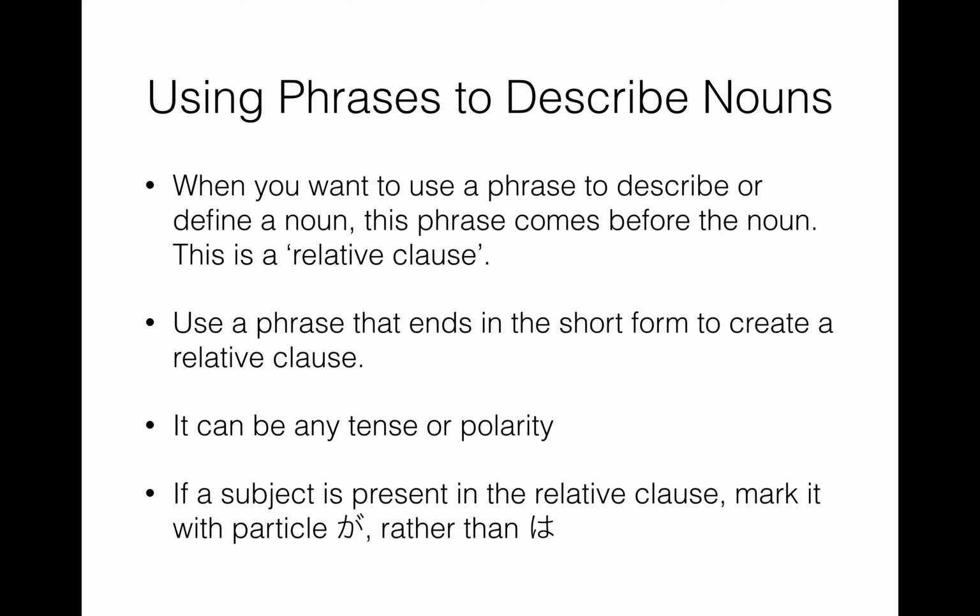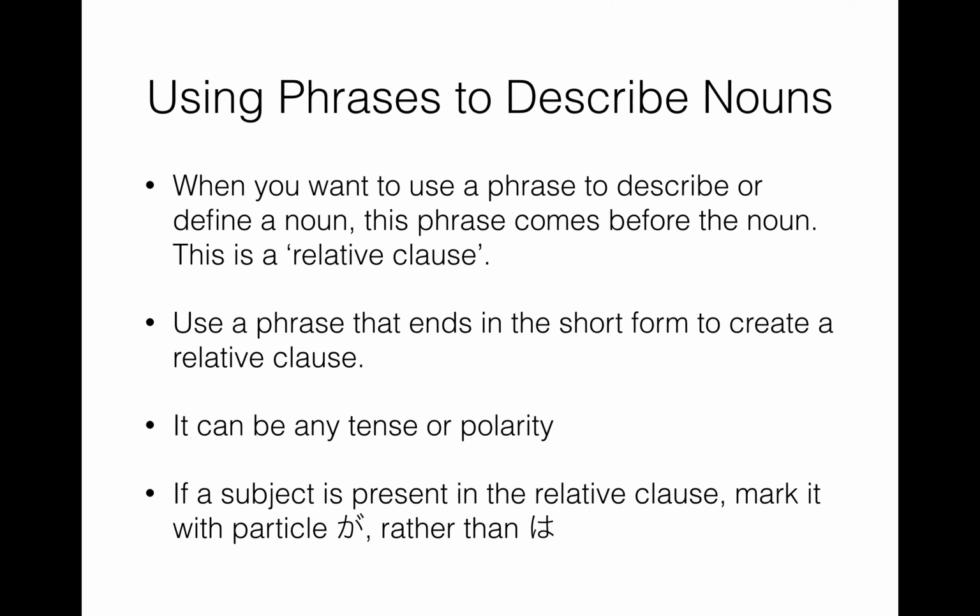In Japanese, everything is front loaded. All relative clauses are front loaded onto the noun. To do this, you just use a phrase in the short form or the dictionary form of whatever your phrase is and put that directly in front of the noun that you are describing or defining. This can be any kind of tense or polarity. You can use te oku, nakya ikenai, tai forms, pretty much anything.